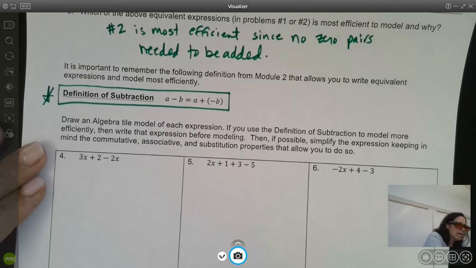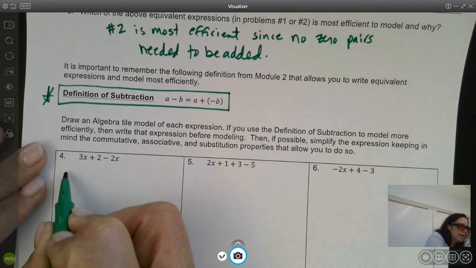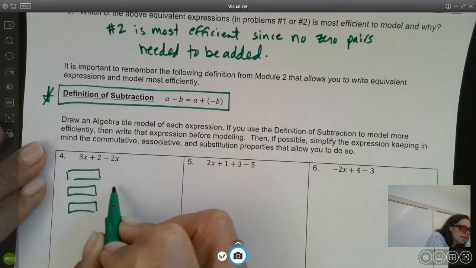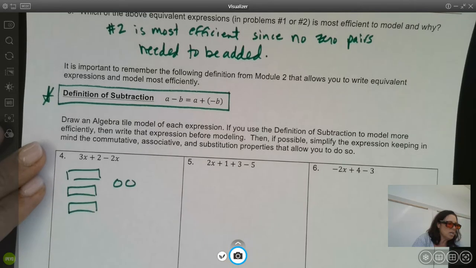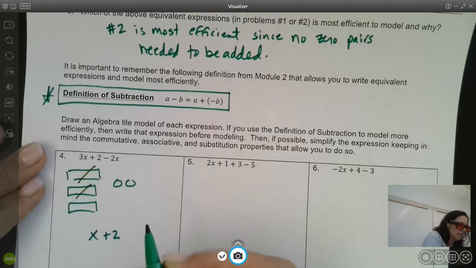All right, so I have 3 x's and I have 2 positives. And if I'm taking away 2 x tiles, I have them there. So I'm running with exactly what it says. So there's my model, and my answer would be x plus 2.